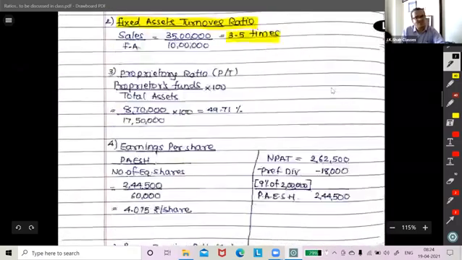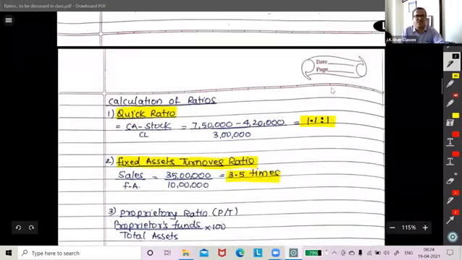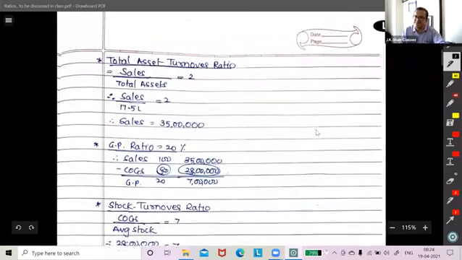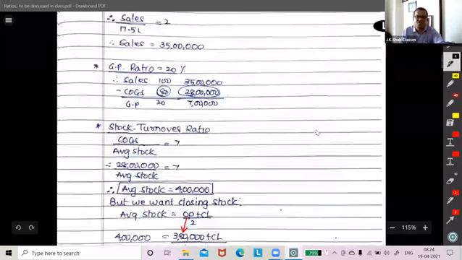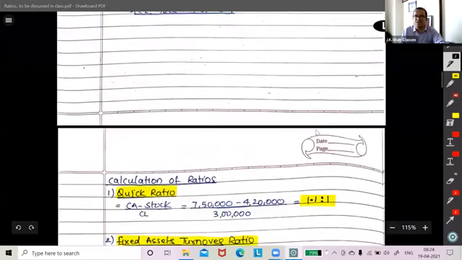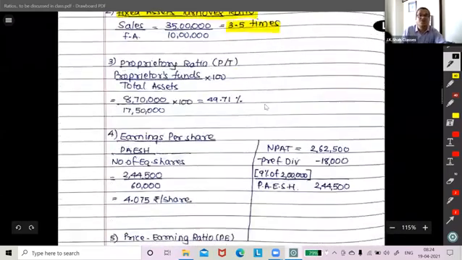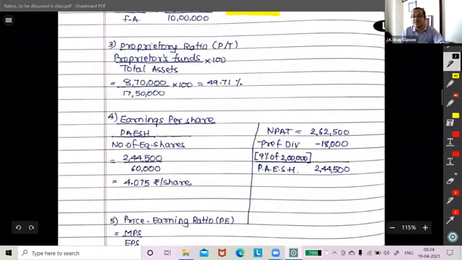Total assets: we just now calculated total assets as 17.5 lakh. Use the same total assets, don't calculate again and again. Your proprietary ratio comes to 49.71%.